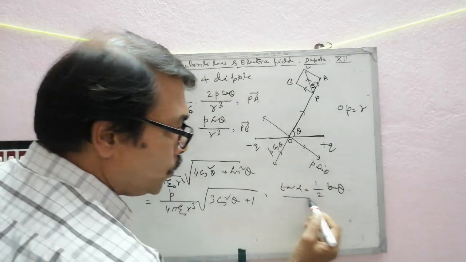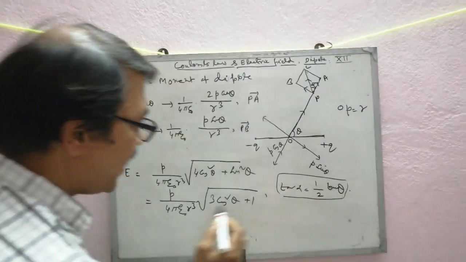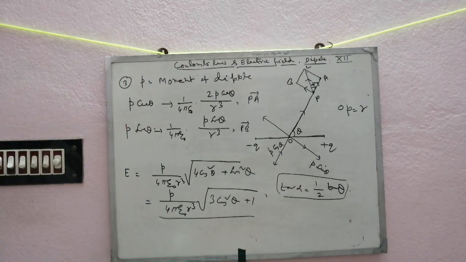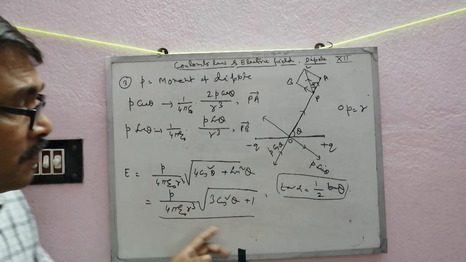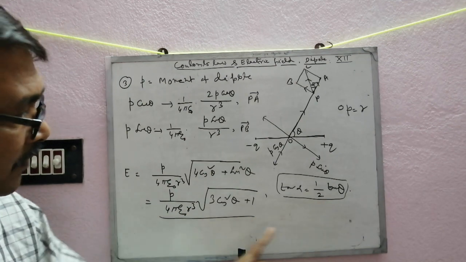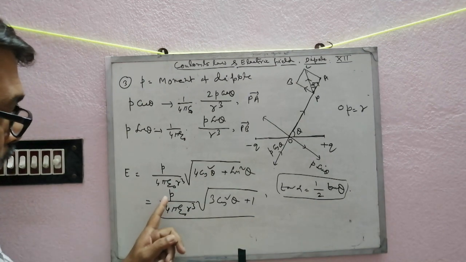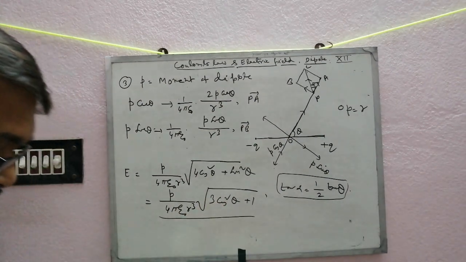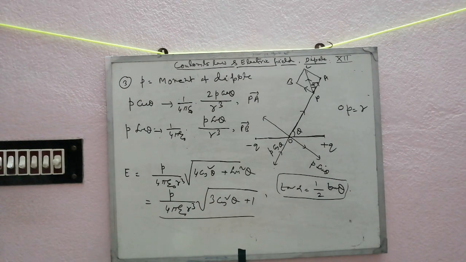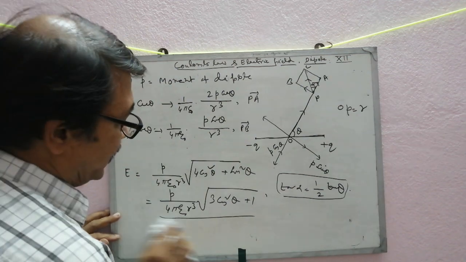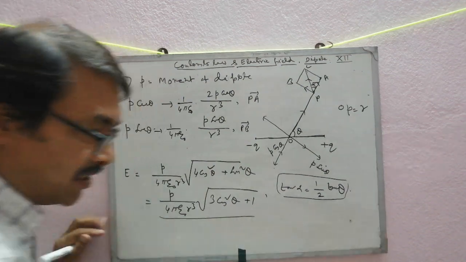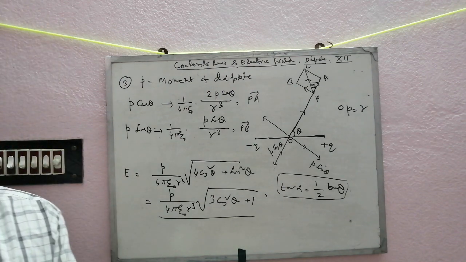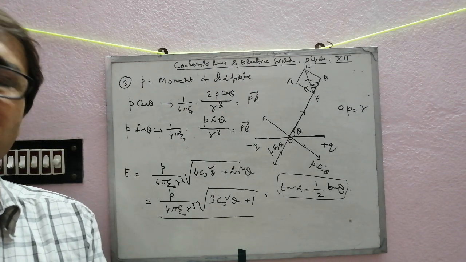So these two expressions are very important. You have to remember them, keep them in your memory. Tan alpha is equal to half tan theta, and the result is 1 by 4 pi epsilon P by r cube root over 3 cos square theta plus 1. Okay. So we discussed the electric field due to an electric dipole at different points.